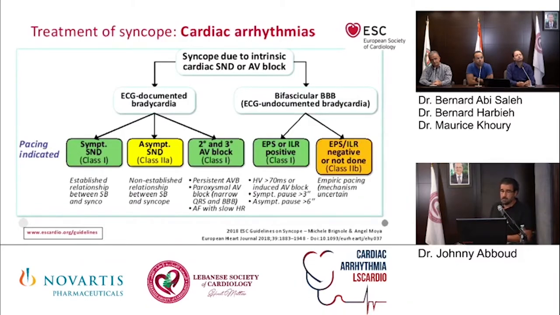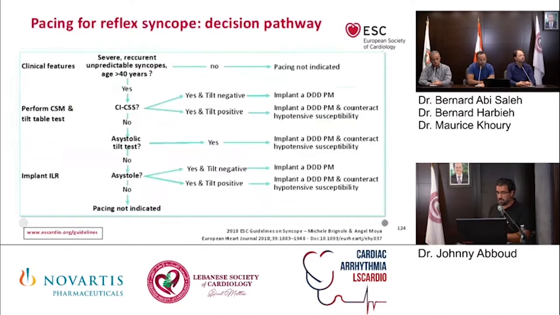Symptomatic sinus node dysfunction, it's class one. Asymptomatic sinus node dysfunction, 2A. Second or third degree AV block, even without correlation with symptoms, it's class one. If you have bifascicular block with positive EP study or implantable loop recorder, class one. If without doing those investigations, class 2B.